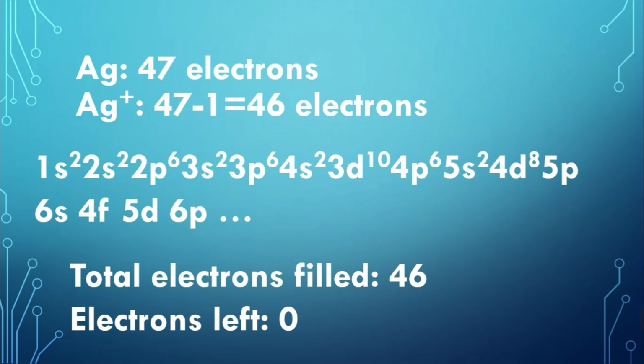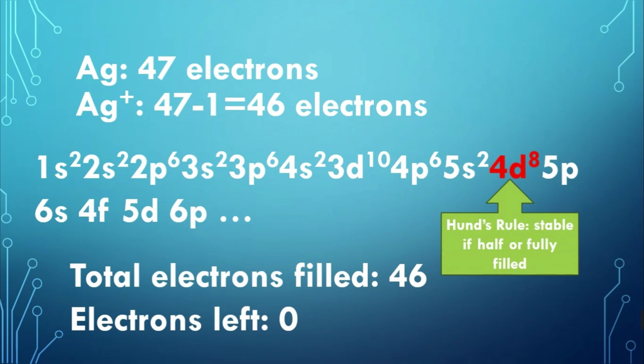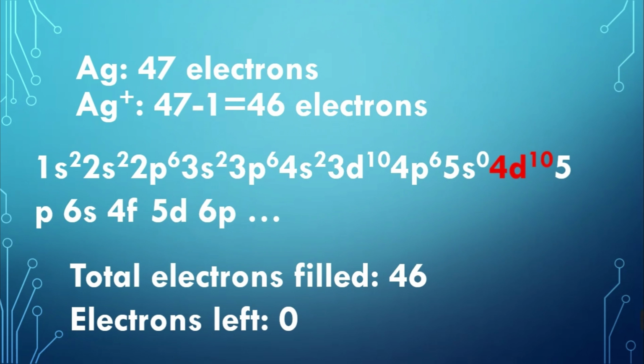However, this is not done yet. Due to Hund's rule, the electronic configuration will be stable if the outermost orbital is half filled or fully filled. So one thing we can do is to move the 2 5s electrons into the 4d orbital, such that both the 5th shell and the 4th shell can be stable. Therefore, there will be no electrons in the 5s orbital and 10 electrons in the 4d orbital.